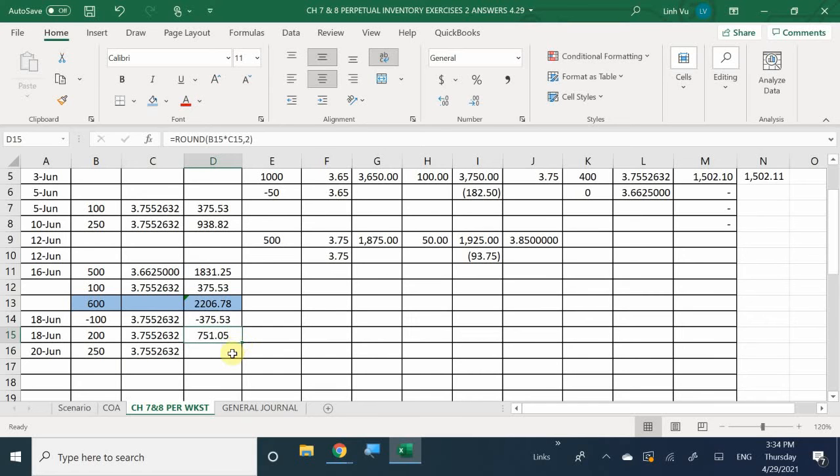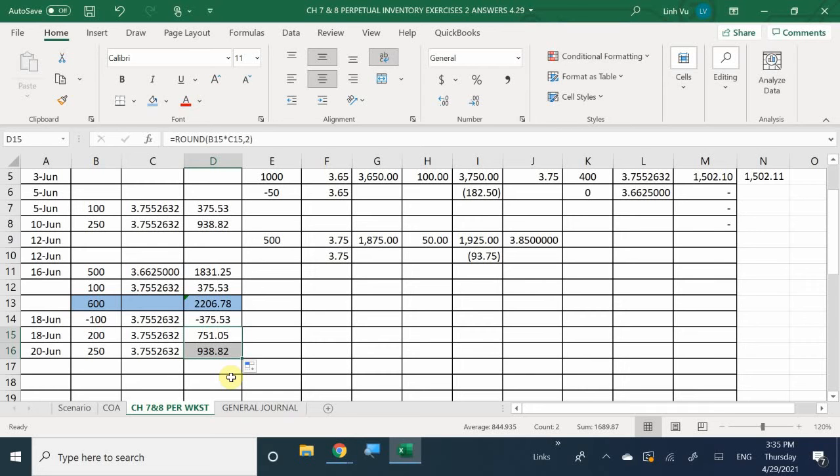So again, we're going to use my equal round formula to solve for what my cost of goods sold should be. 938.82. Good.